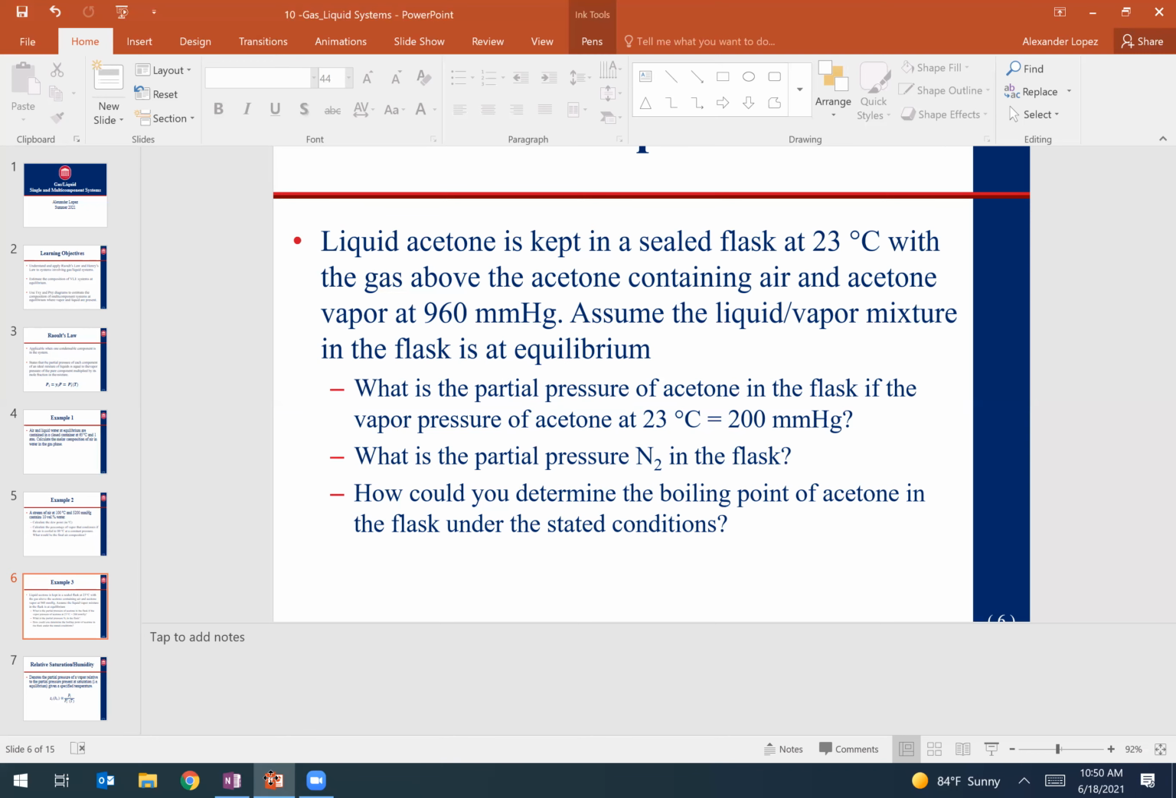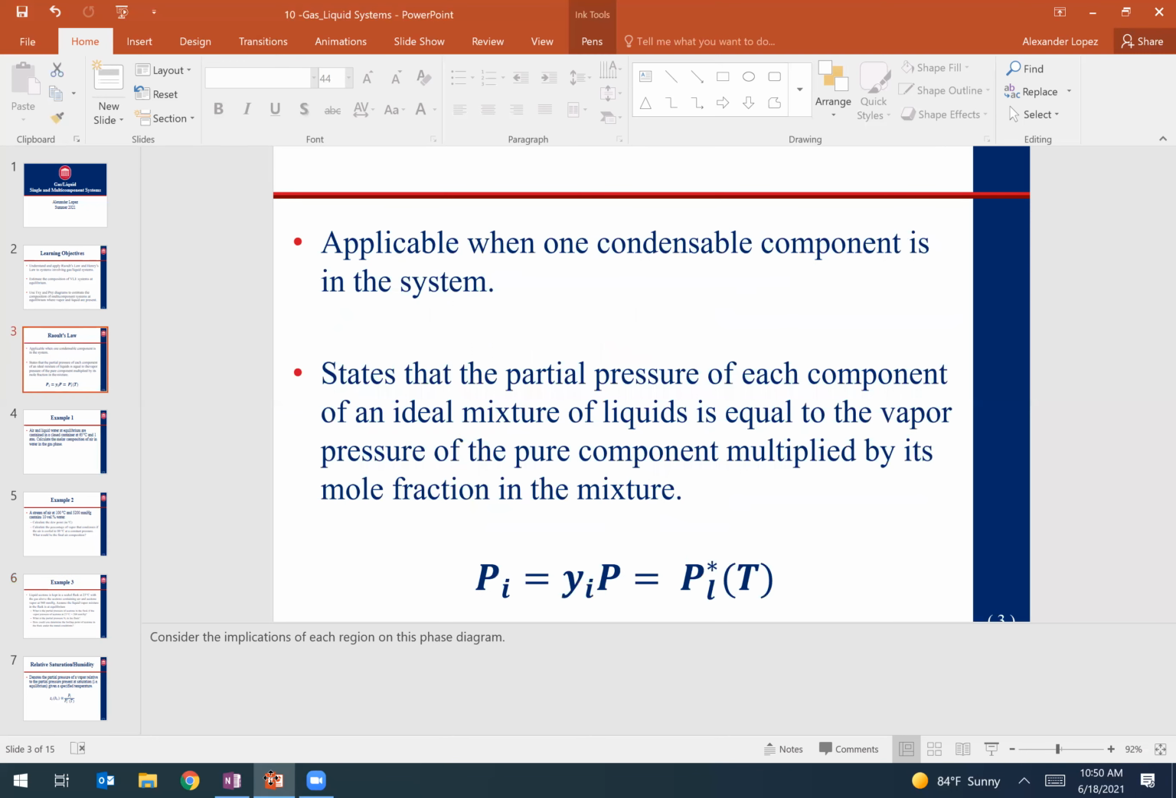All right, I'll give you guys a hand. We go Raoult's law.